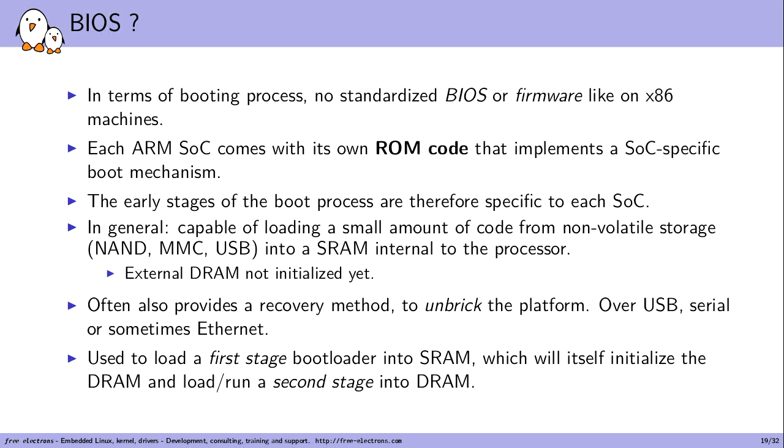In general, it has a behavior that is more or less the same between different ARM processors. It scans for different storage devices, trying to find a bootloader somewhere, and loads it into memory, but the details are very, very specific to each processor. So if you look at how an i.MX6 from Freescale boots and how, I don't know, an Allwinner processor boots, it's completely different. Usually what they do is try to find a bootloader with some signature or marker in some storage location and load it into an internal memory in the processor, because at this stage, the external memory is not yet initialized, not yet available.